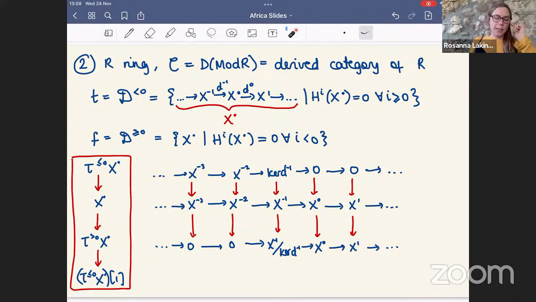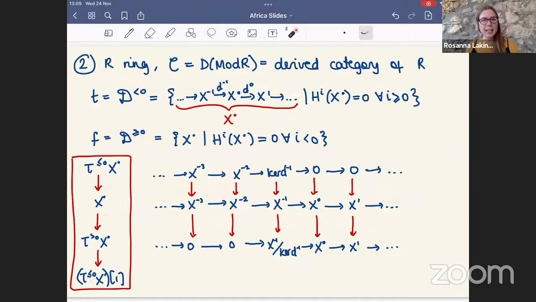And then we take as our T the complexes whose cohomology vanishes for i greater than or equal to zero, and for F, the complexes whose cohomology vanishes for all negative degrees. These two classes have no non-zero maps between them in the derived category. And for any object X, this might have cohomology anywhere in the complex. So this row kind of corresponds here.